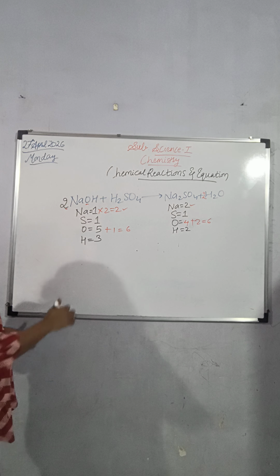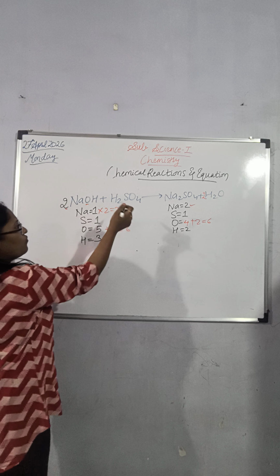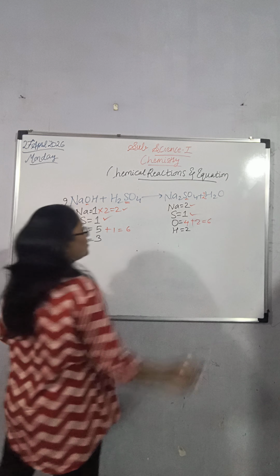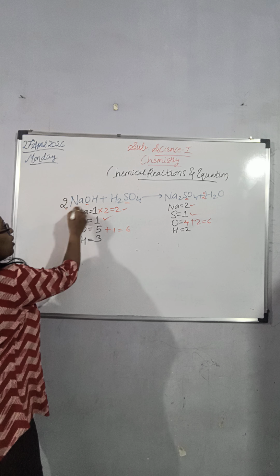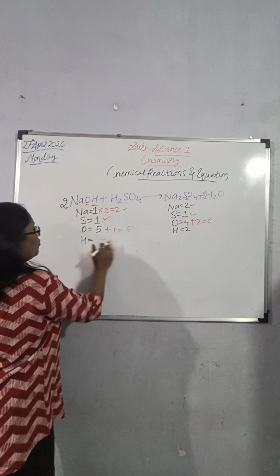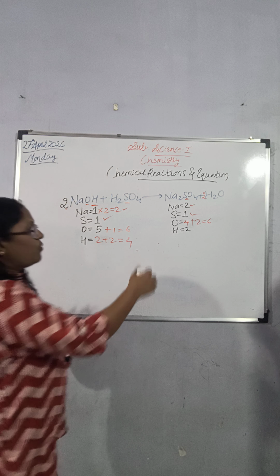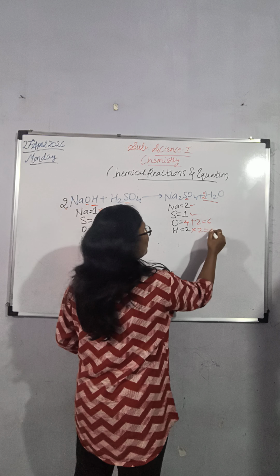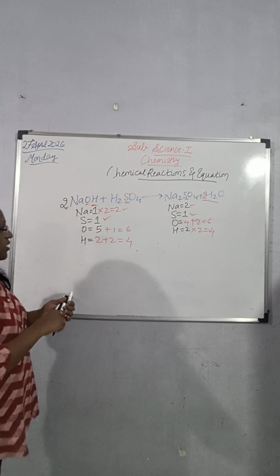Now next. So sodium balanced, oxygen balanced. We'll see sulfur. Sulfur here 1 and here also 1. So sulfur is balanced. Now what remains? Hydrogen. So here 2 and 2 hydrogen, and here 2. So here it becomes 4. So this plus 2 becomes 4 over here. And what about over here? 2 into 2, it becomes 4.